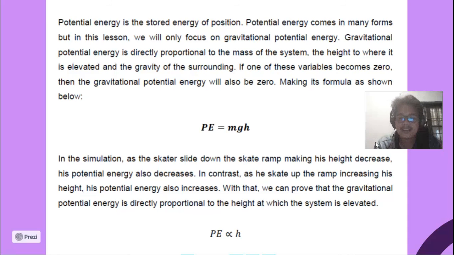Next, punta tayo sa kinetic energy. Kinetic energy is the energy of motion.